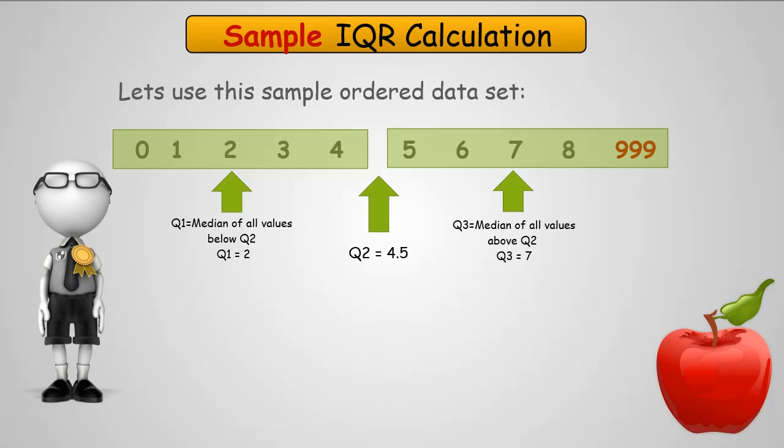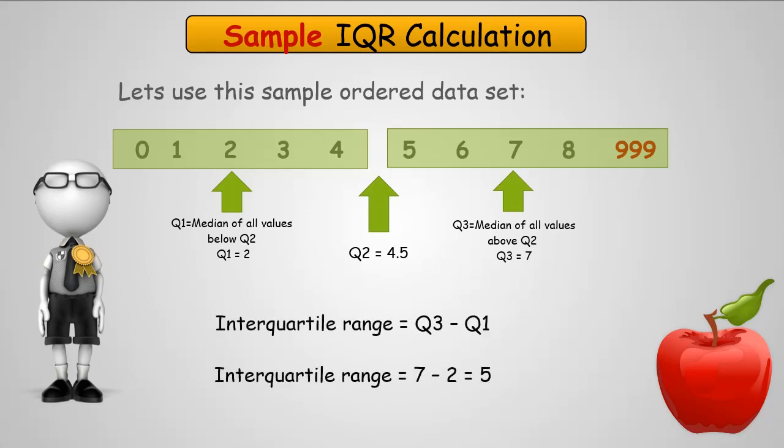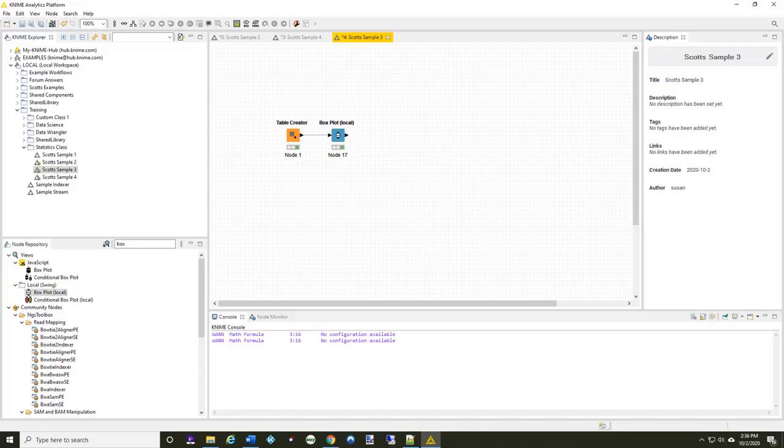Now we're able to compute the interquartile range as Q3 minus Q1, which is still going to yield a value of 7 minus 2, or 5. So the benefit of this method is that the outlier has not distorted the actual range calculation. Let's go ahead and take a look at how to do this and how to view and sample the IQRs in KNIME.